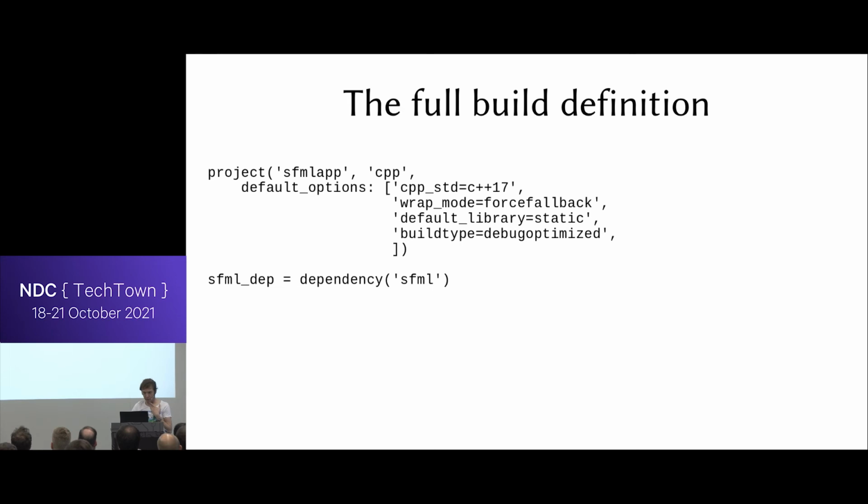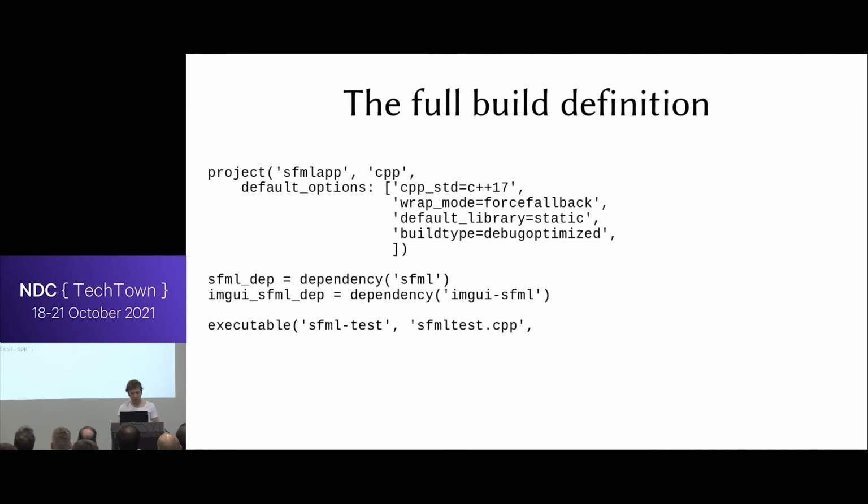And then you have your dependency. You need SFML, so you do a dependency lookup for SFML. Then you need the ImGui library on top of that, so you look that up. Then you define an executable, which has one source file.